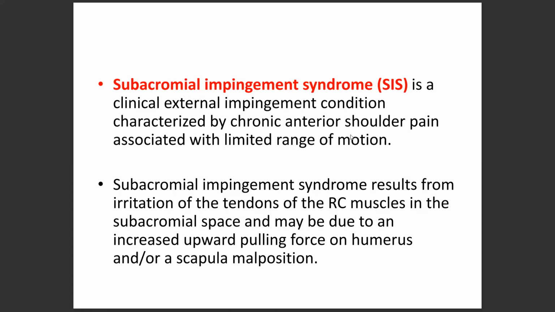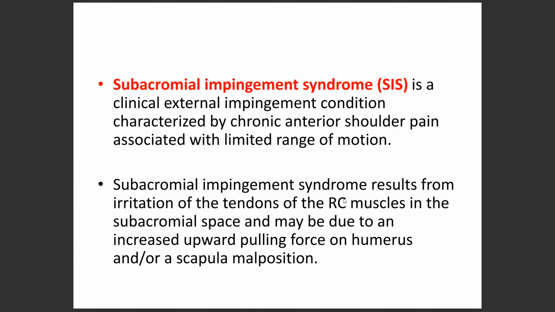This is important. In the impingement syndrome, specifically the subacromial impingement syndrome, what is the site of that pain? That is the anterior shoulder pain, situated with limited range of motion, and specifically that anterior shoulder pain is exaggerated, increased with the internal rotation of the shoulder joint. Subacromial impingement syndrome results from the irritation of the tendon of the rotator cuff muscle in the subacromial space.